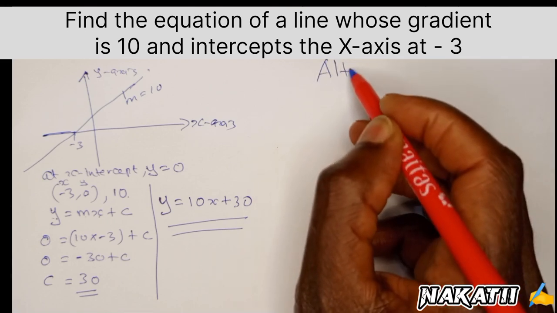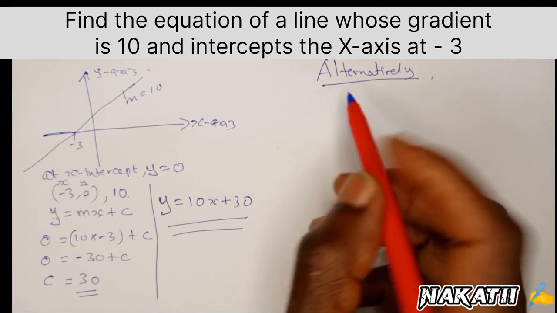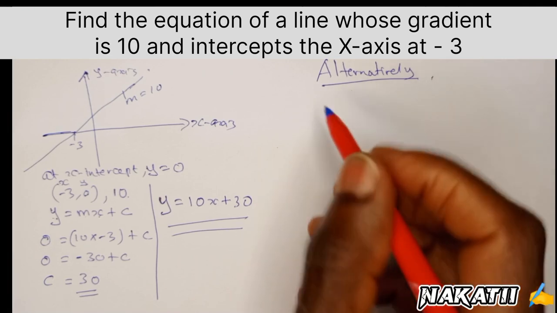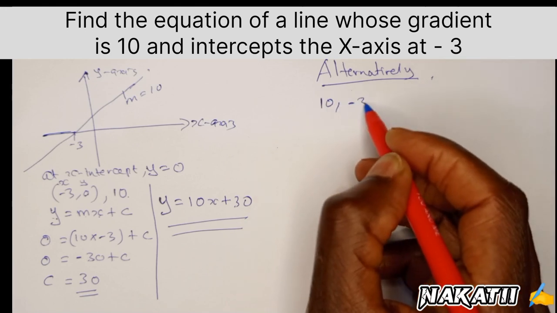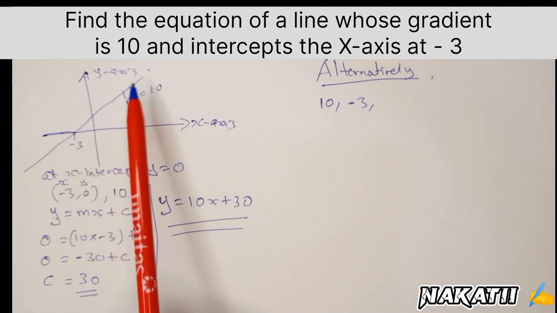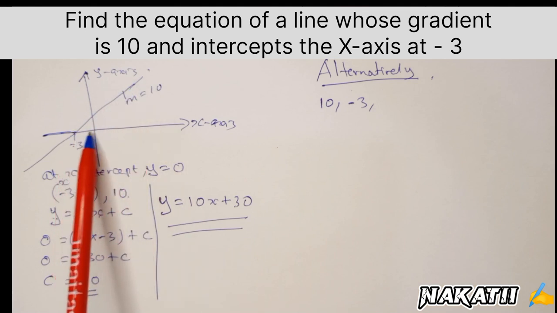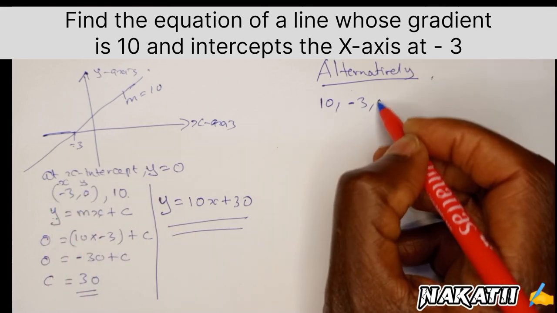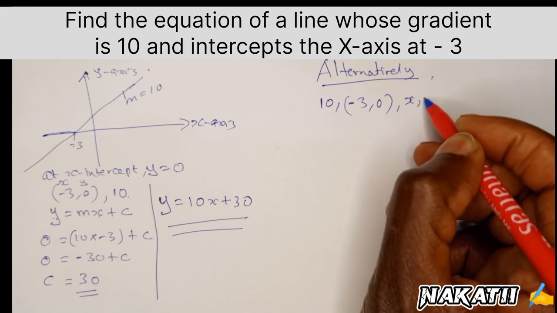Alternatively, you can say that to get the equation of a straight line, we need 3 things. 1, we need the gradient. 2, we need a point that is passing on that line, and I've said that point will be this point here where x is -3 and the value of y is 0. So this is the point, -3, 0, and we need an arbitrary point x, y.